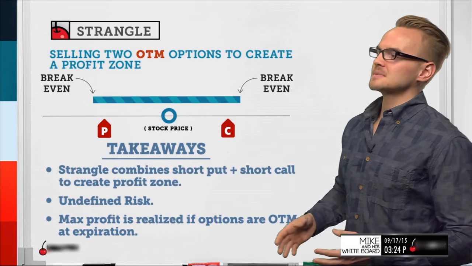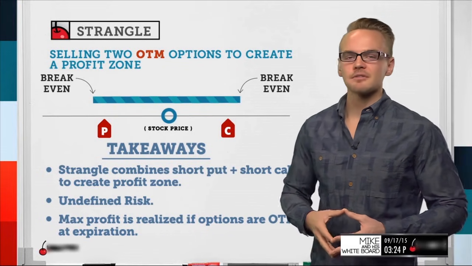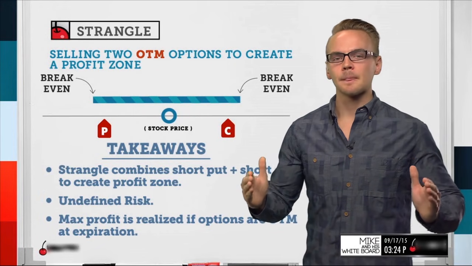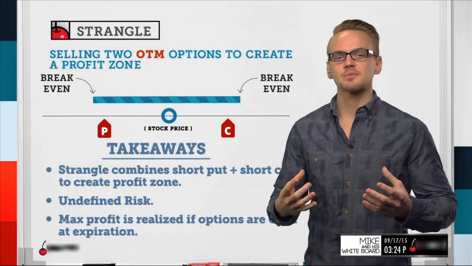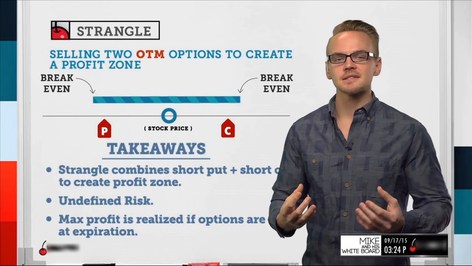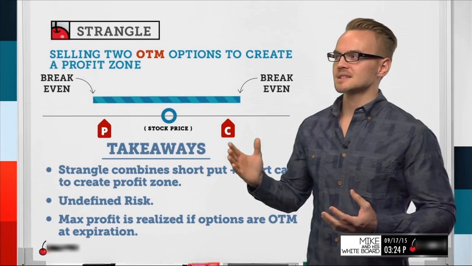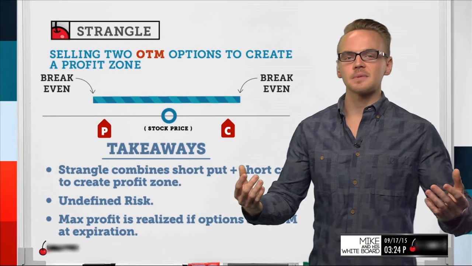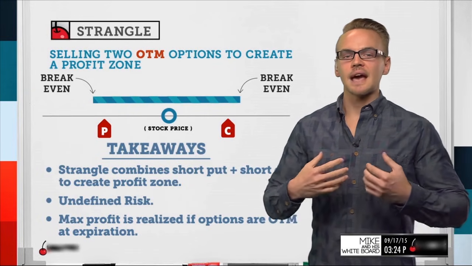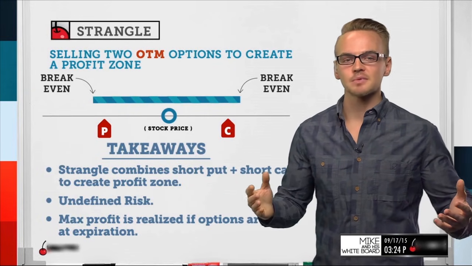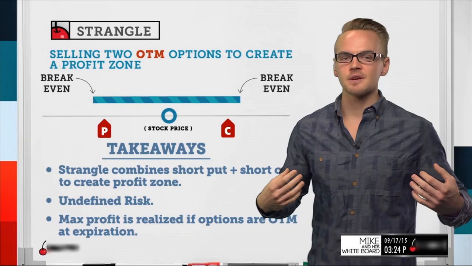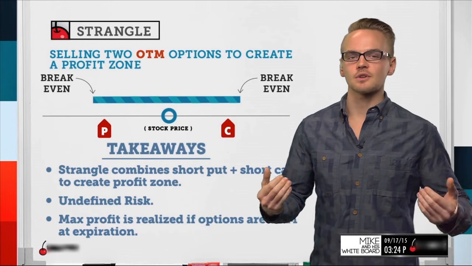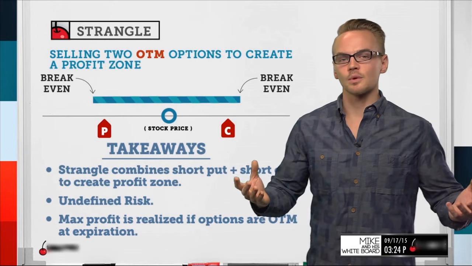And last but not least, max profit is realized if options are out of the money at expiration. Since both of these options are sold out of the money, there's no intrinsic value. And when we're at expiration, the only thing that can be exercised is intrinsic value. So as long as they stay out of the money at expiration, we're going to keep the entire credit we received, and if it goes through the actual expiration date, you'll see those options just disappear from your portfolio. That's because there's no way they can be exercised, so there's no exercise fee or closing fee. They just disappear because they're worthless.